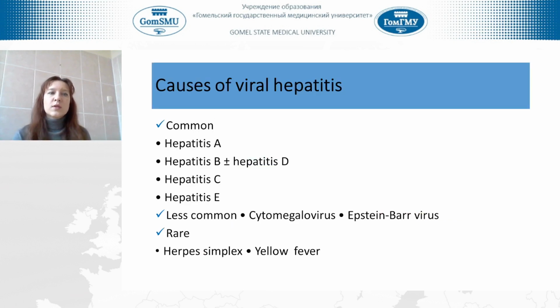Causes of viral hepatitis: common is hepatitis A, B, together with or without hepatitis D, hepatitis C, hepatitis E; less common cytomegalovirus, Epstein-Barr virus; rare herpes simplex, yellow fever.